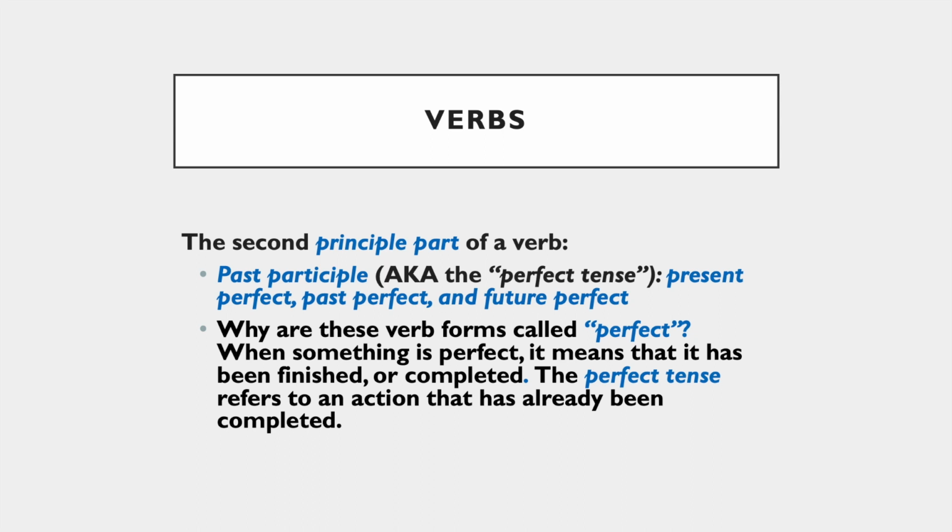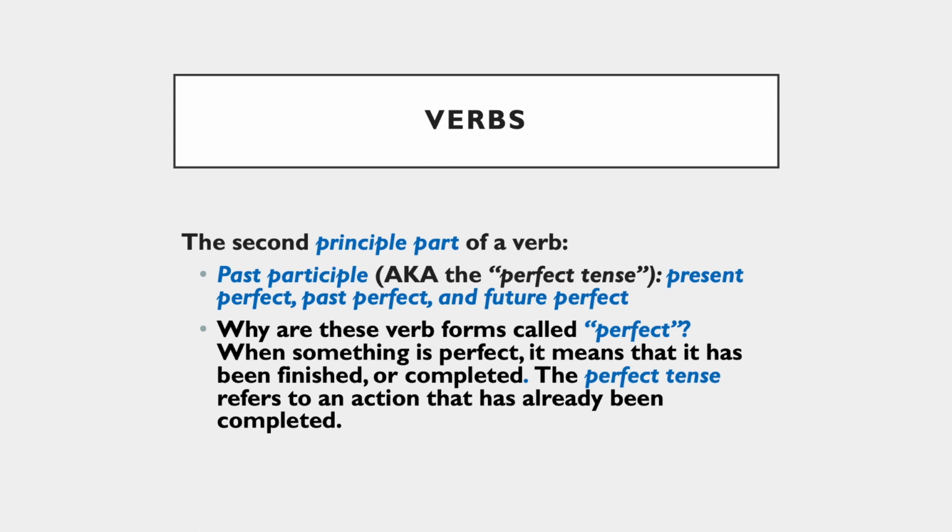I hate this part, sorry. The second principal part of a verb, the past participle, also known as the perfect tense. And they are present perfect, past perfect, and future perfect. Well, why are they even called perfect? Because when something is perfect, it means it has been finished. It's been completed. The perfect tense refers to an action that has already been completed.